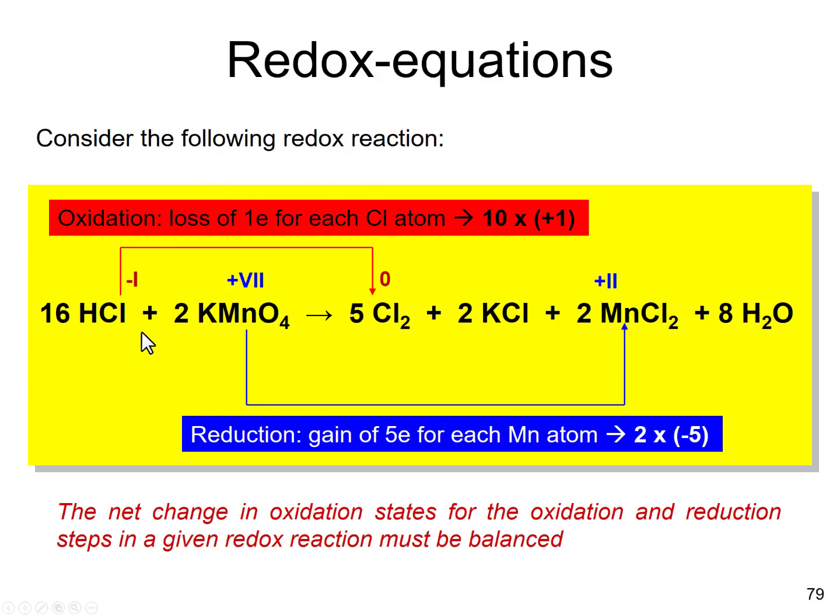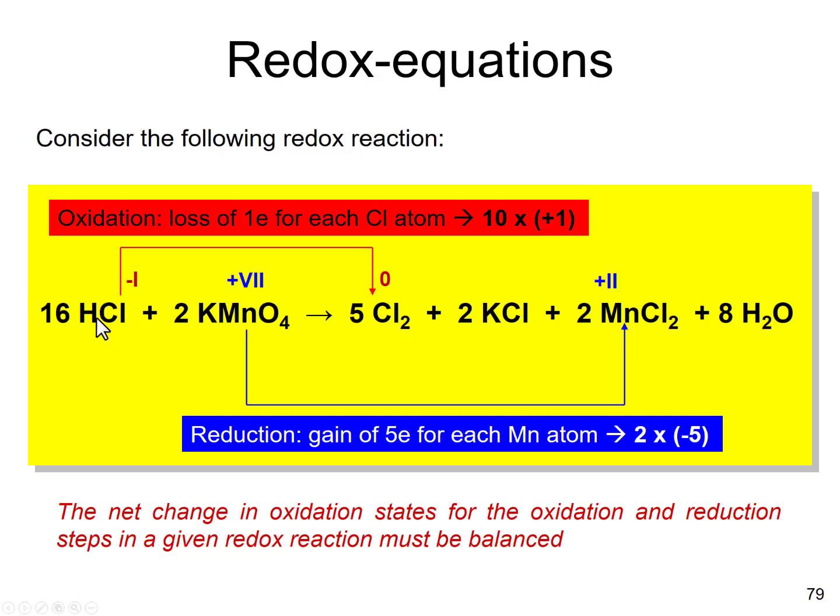So we can consider the following redox reaction where 16 equivalents of hydrochloric acid reacts with 2 equivalents of potassium permanganate to form 5 equivalents of chlorine gas, 2 equivalents of KCl salt, and 2 equivalents of manganese chloride salt. In addition, 8 molecules of water are also liberated. Now, the first thing you do is to analyze oxidation state. And so you need to figure out which participants have been oxidized and which participants have been reduced. We will just go ahead and analyze this.